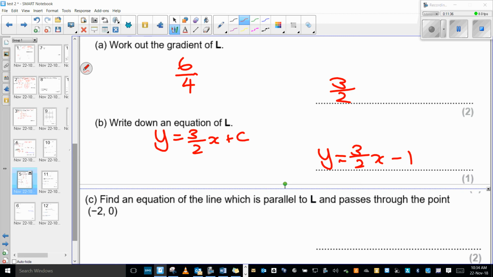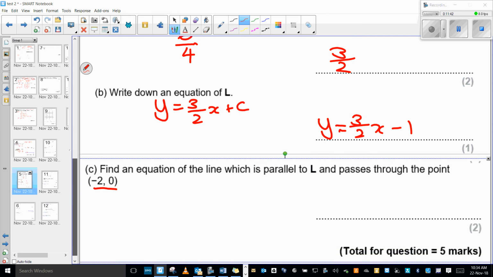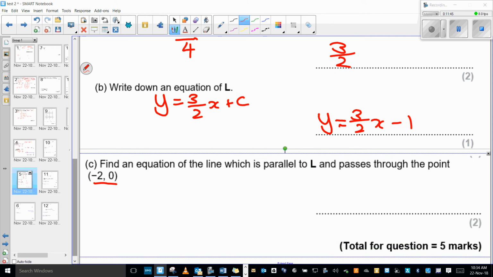Next one says find an equation of a line which is parallel to L and passes through this coordinate here. So again, parallel lines we know have the same gradient, so we know it's going to be y equals 3 over 2x plus something. Here, if you got this gradient wrong, but you carried on using it, I gave you the carry through marks for these two. You should have got them if you didn't make a mistake. What you then do, you substitute in this value. You've got to be careful which one's x and y. So this is 0 equals 3 over 2 multiplied by -2.